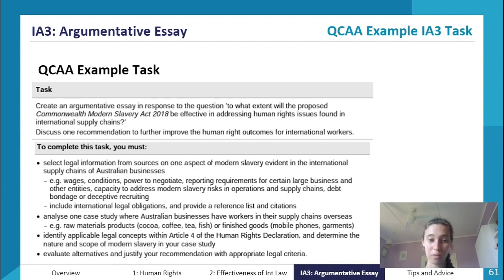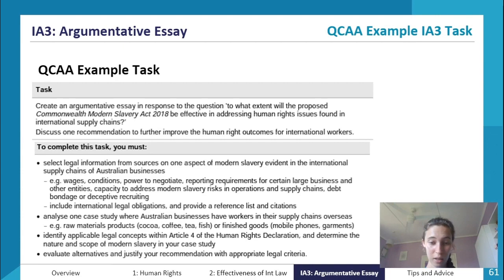So there does need to be some room for improvement. But usually it's got some value as well. So there are some good things for you to point out too. So all of those things, with what to include, selecting the legal information from sources on one aspect of modern slavery. So wages, conditions, etc. So you're narrowing it down because, of course, the Modern Slavery Act is going to be very broad with different slavery issues. So concentrating on one thing for your task.